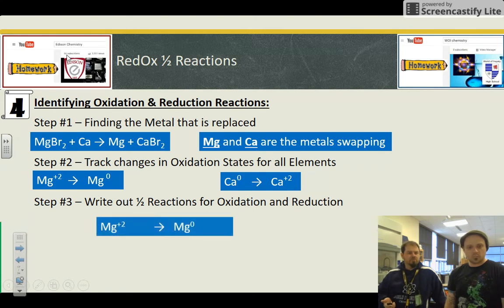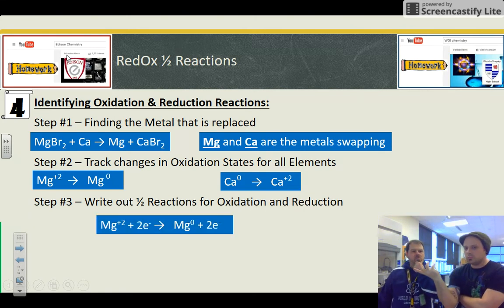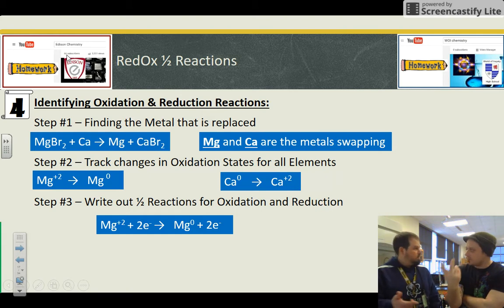So we'll start out with the first one. We can put the electrons on either side of the arrow, but where do they go? Honestly, this is almost what makes sense. Does Mg +2 + 2 electrons equal Mg0? Does that even make sense? Mg +2 has 2 extra protons, so I need 2 extra electrons to become 0.